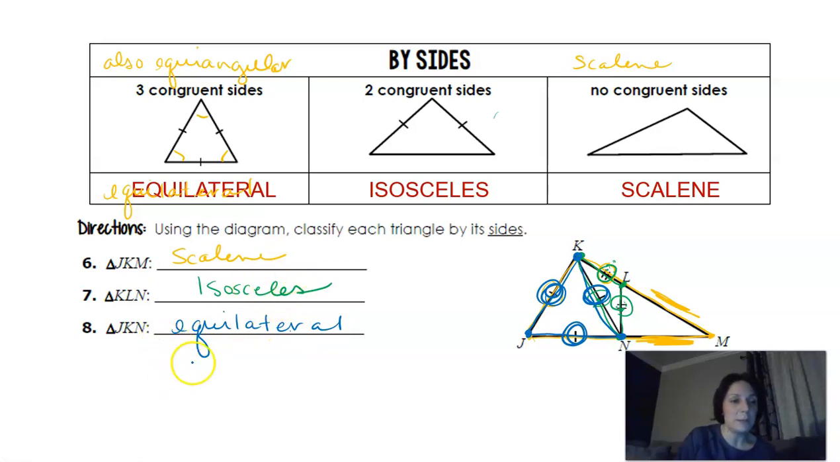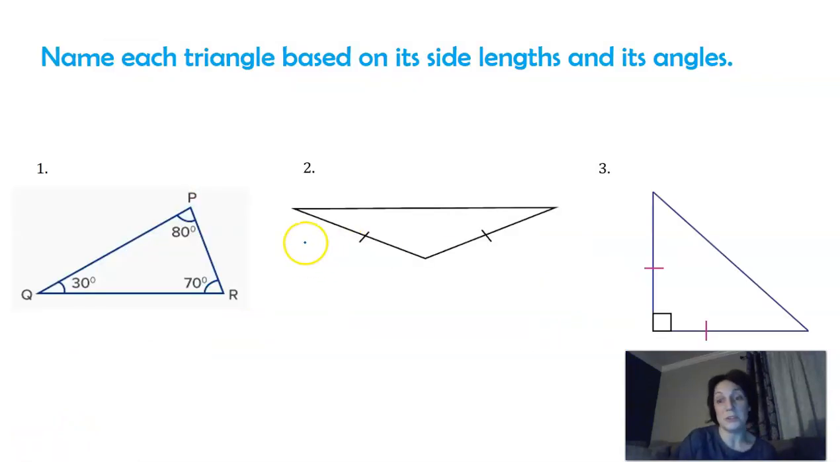What we want to be able to do when we look at triangles is, again, give them two names: a name based on their angles and a name based on their sides. We're going to do a couple of those together, and then you're going to do some on your own. We take a look at this first triangle. If we name it based on its angles, I just need to see how big they are. I've got an acute angle, another acute angle, and a third acute angle. Acute, acute, acute. That is an acute triangle.